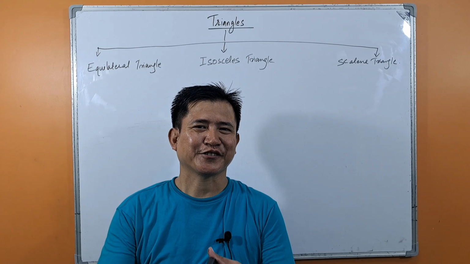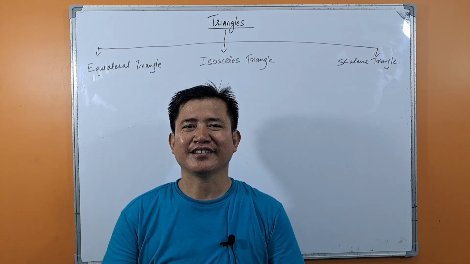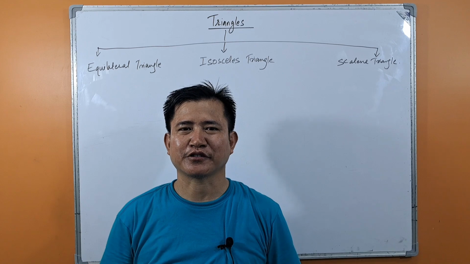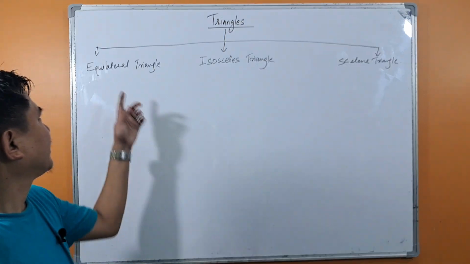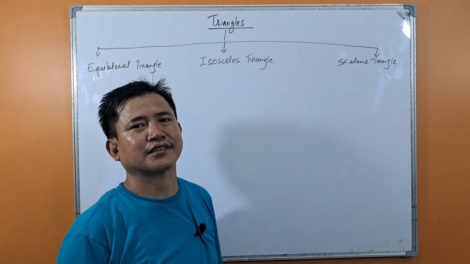Hello students, today we will learn to find the areas of different kinds of triangles. Basically, there are three types of triangles with respect to their sides. The first is the equilateral triangle, the second is the isosceles triangle, and the third is the scalene triangle.